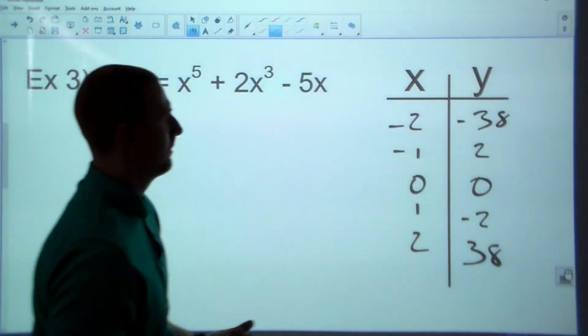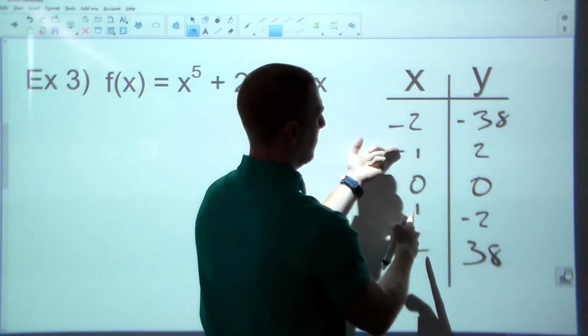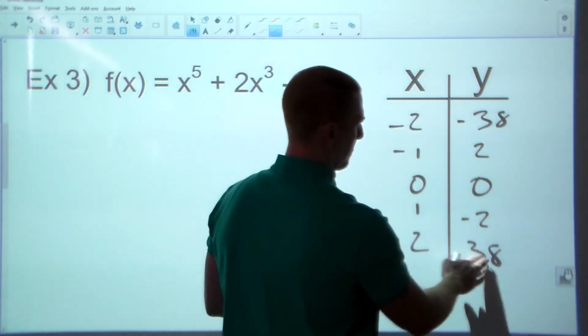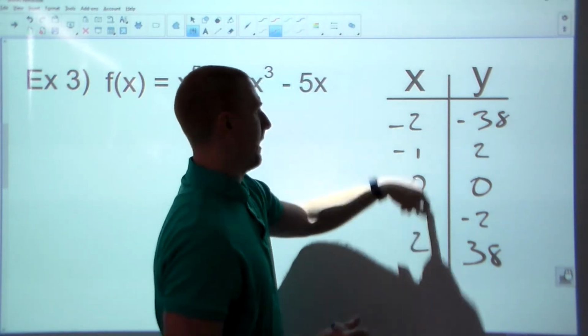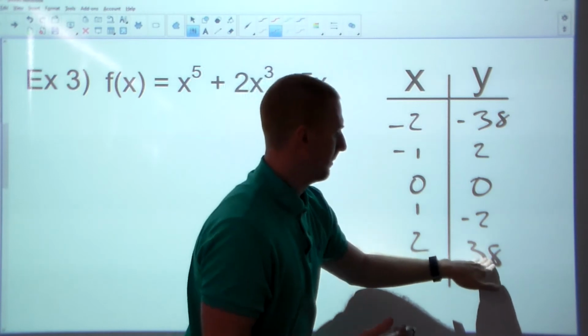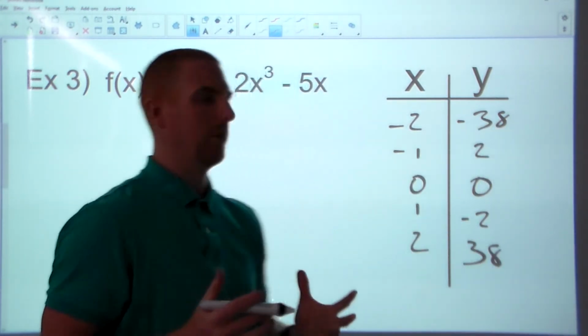Okay, the next one, I'll do the same approach. 1 gives me -2, -1 gives me +2. I'm just going the opposite way. 2 gives me 38, -2 gives me -38. So if I try an x value and its negative version, I get a y value and the negative version of that. So this is shaping up to be an odd function.